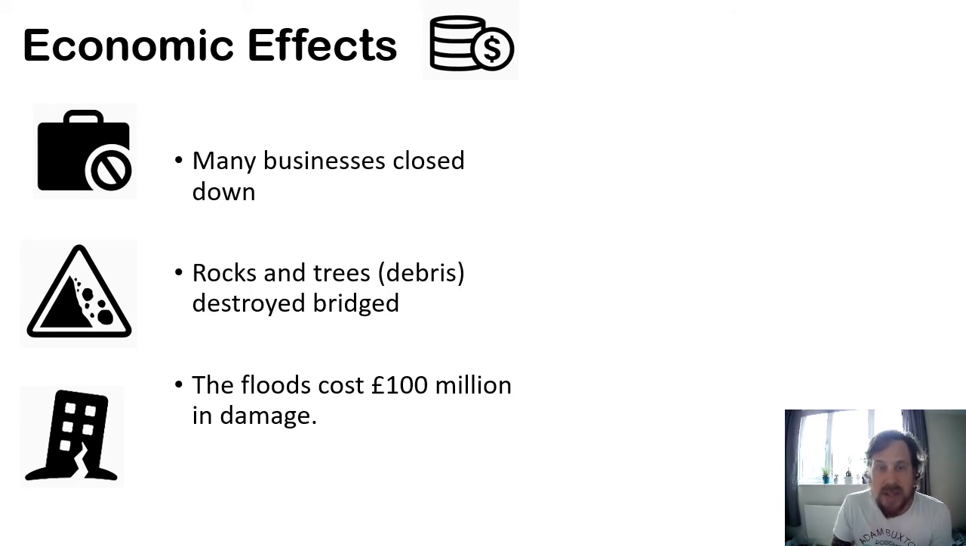Economic effects are things to do with money. What was the cost of things? So many businesses closed down. Shops were damaged and destroyed, so people lost their jobs and they closed down. Rocks and trees, which we call debris, destroyed bridges. The floods cost £100 million worth of damage.